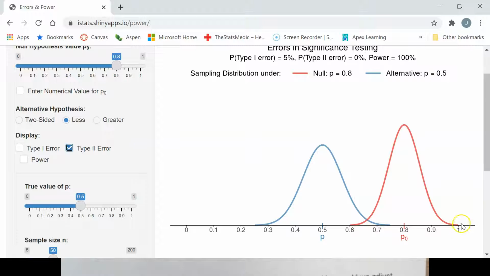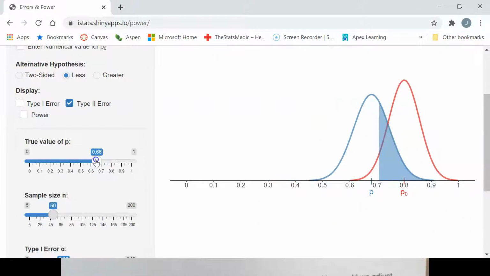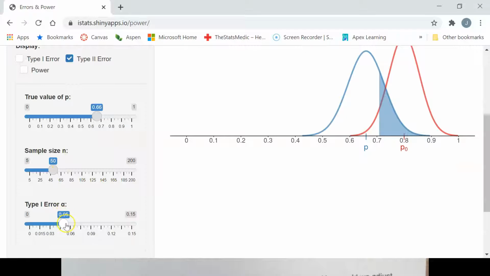So what we have is two different things here. This red one is my claim. This blue one is, well, what if our p-hat is really true? Our p-hat was 66%, 0.66, so I'm going to drag that to 0.66. All right, so what we've got here is the red is what the claim is, and the blue is what the sample is suggesting. We had a sample size of 50, and we had an alpha of 0.05.